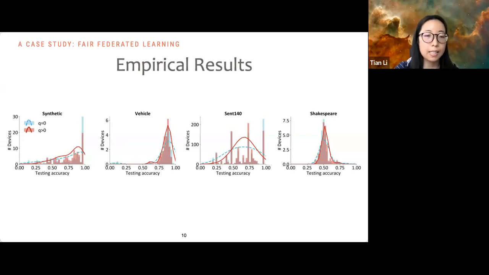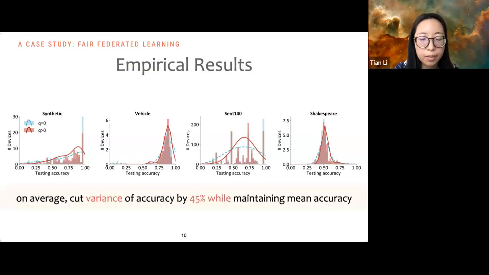We have the synthetic dataset where we can manually control the statistical or data heterogeneity across the network. We have the vehicle dataset, which was the result I showed before, and then Sent140, which is the Twitter dataset, where we perform sentiment analysis across those tweets. Each Twitter user in that case is a client or a device. And then the Shakespeare dataset. We observe that, again, the accuracy variance is cut by almost half.